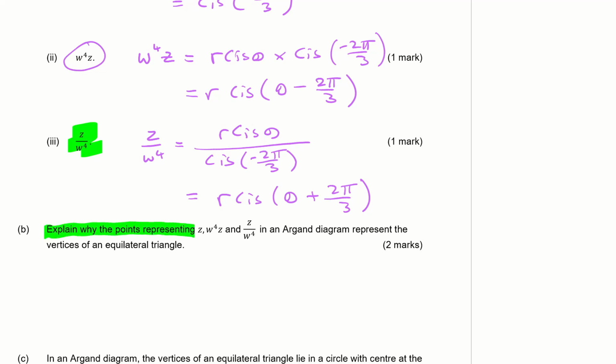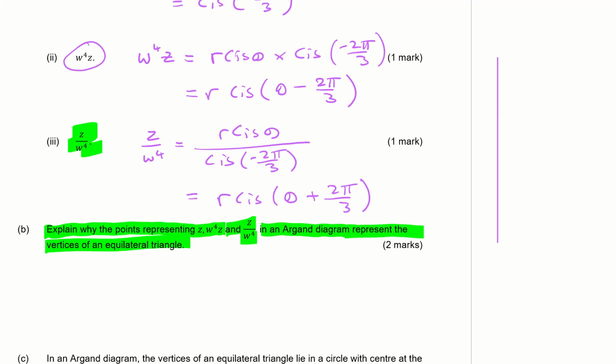Explain why the points representing z, w to the 4 z, and z over w to the 4 in an Argand diagram represent the vertices of an equilateral triangle. Well, there's not a lot of space there, but a diagram is actually a good way to go with this. And I might even draw this on a back page and refer to it. So let's say that this one here is the z. Okay, so this is z, and therefore this is theta.